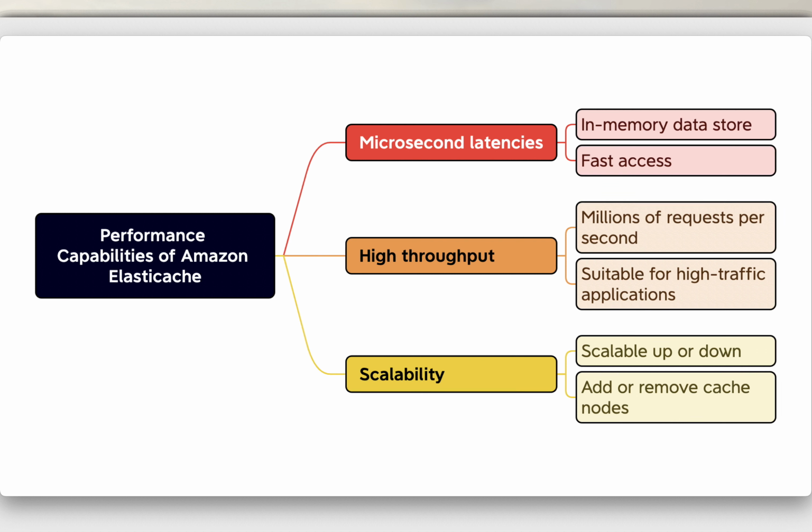Performance capabilities of Amazon ElastiCache. 1. Microsecond latencies. Amazon ElastiCache is an in-memory data store, which means that it stores data in memory for fast access. This results in microsecond latencies for reads and writes. 2. High throughput. Amazon ElastiCache can handle millions of requests per second. This makes it suitable for high-traffic applications such as social media platforms and e-commerce websites. 3. Scalability. Amazon ElastiCache is scalable up or down to meet the changing needs of your application. You can add or remove cache nodes as needed.